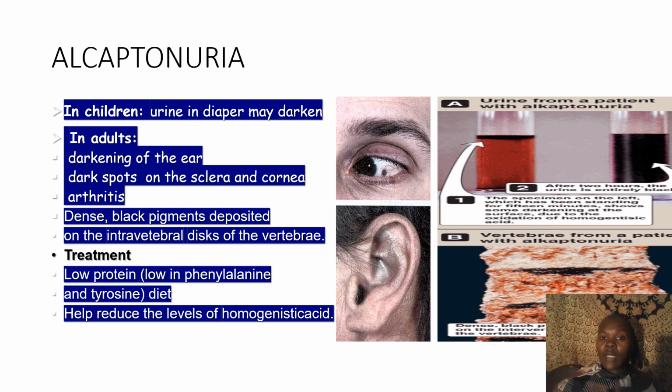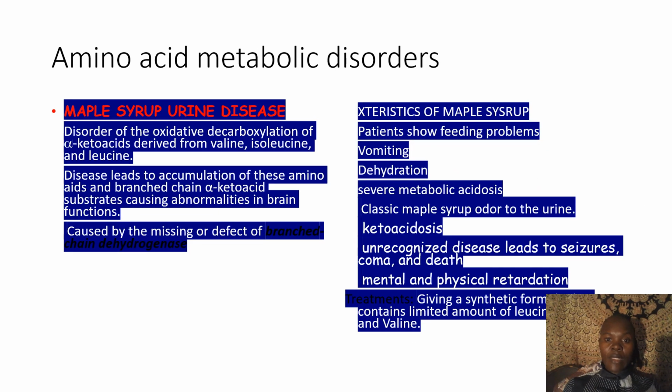In adults, darkening of the ear, which is showing. The eye, the sclera and cornea of the eye, there are dark spots. There are dark pigments deposited in the intervertebral disc of the vertebrae when you do such tests. And treatment is, you should give low phenylalanine and tyrosine in diet, and that will reduce the level of homogentisic acid. The maple syrup disease relates with the branched-chain amino acids.